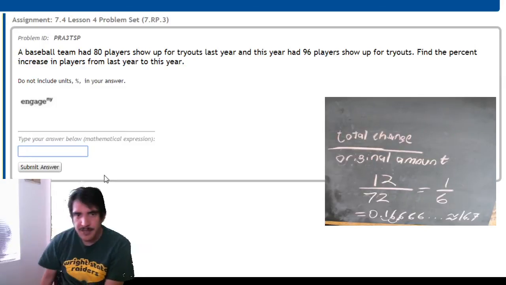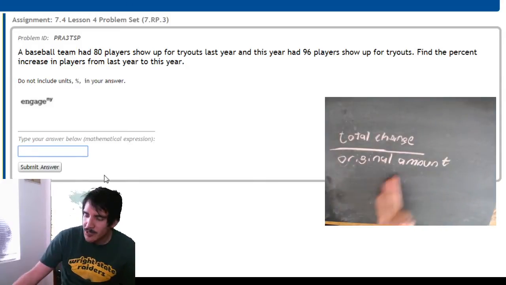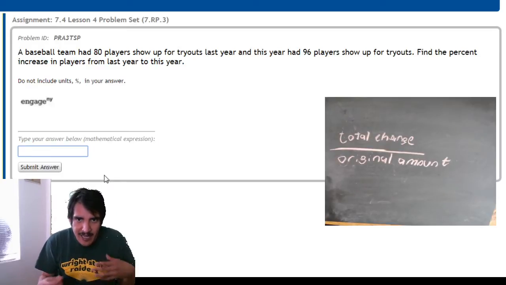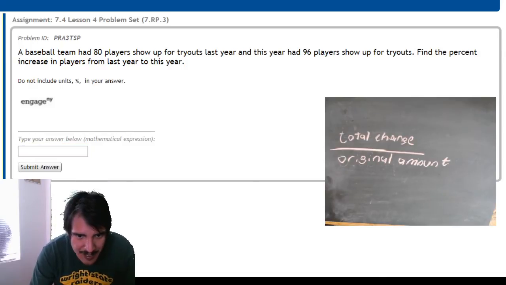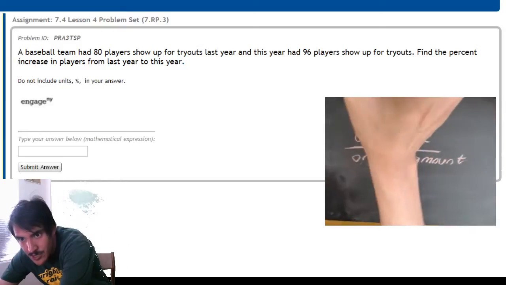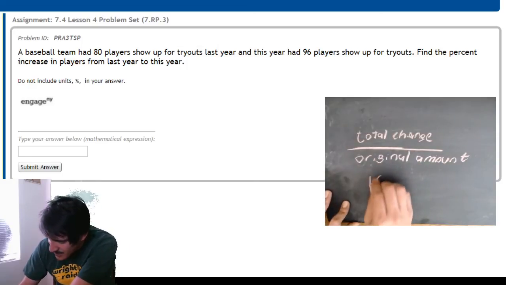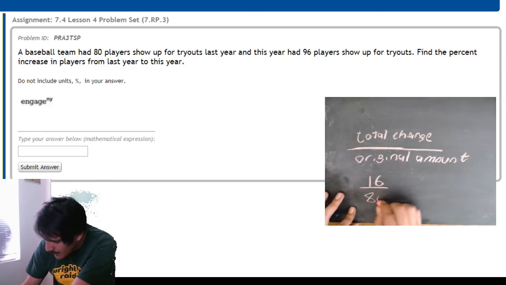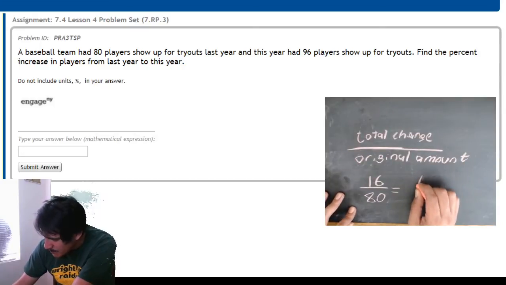Okay, this is another percent change question. So for this, I'm not even going to erase this total change. And we're going to use this exact same fraction when doing percent change. So it says here the baseball team had 80 players show up to tryouts last year, and this year they had 96 show up to tryouts. Find the percent change. So we're going to find the percent change just like we just said. Total change over original amount. The total change from last year was 16 players more, and the original amount was the amount from last year, which was 80. And this comes out to be, I think, 1/5.